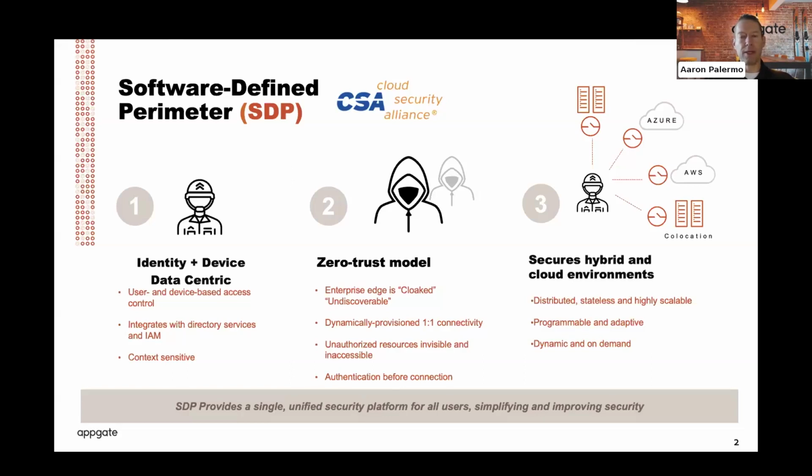This is a way that we prevent detection on the network. The AppGate appliances, the controllers and gateways, don't respond to ICMP. They don't respond to any TCP port probes. You can nmap these all day long, and you're not going to be able to find them in your environment. So single packet authorization is what enables that cloaking.